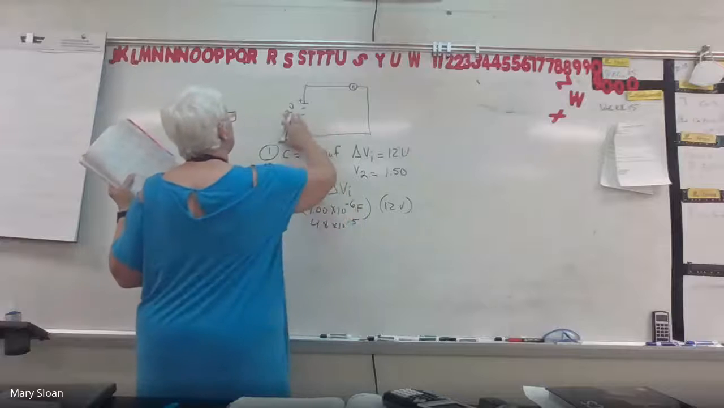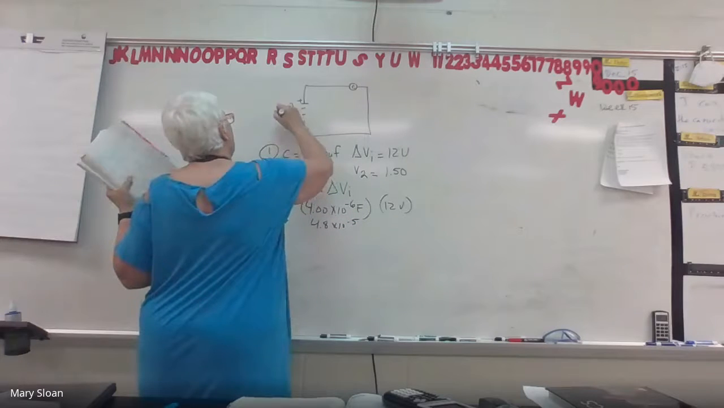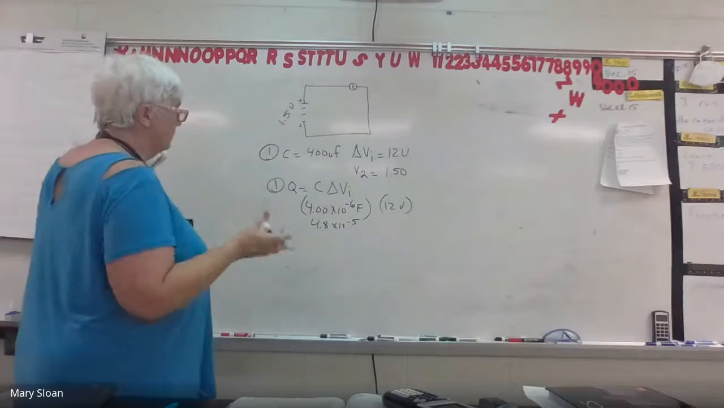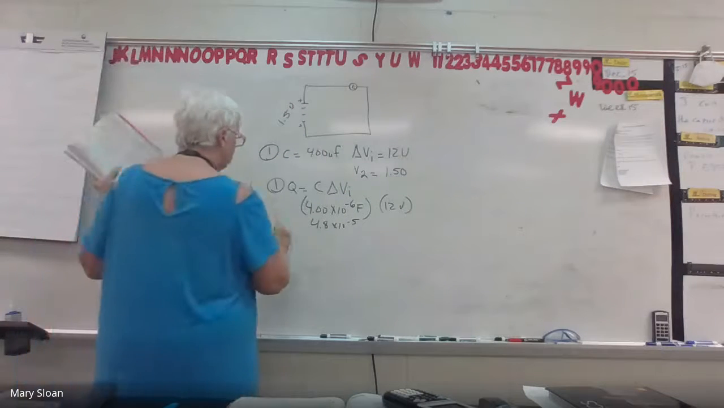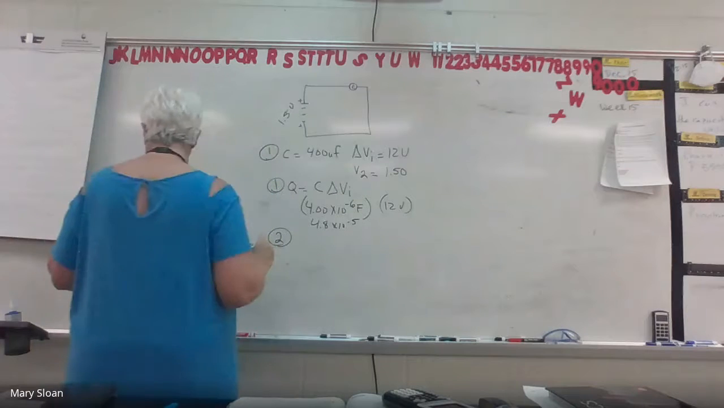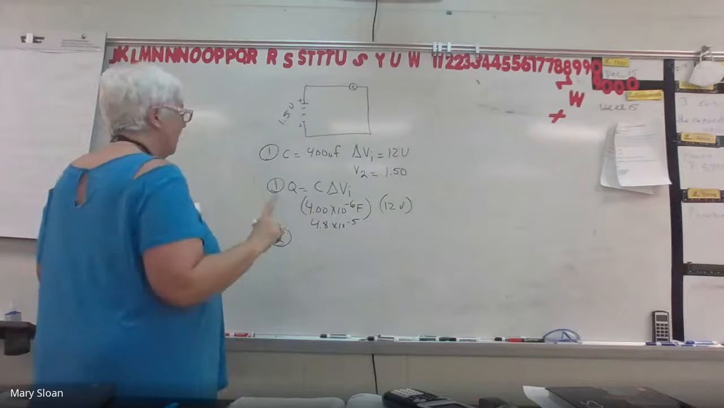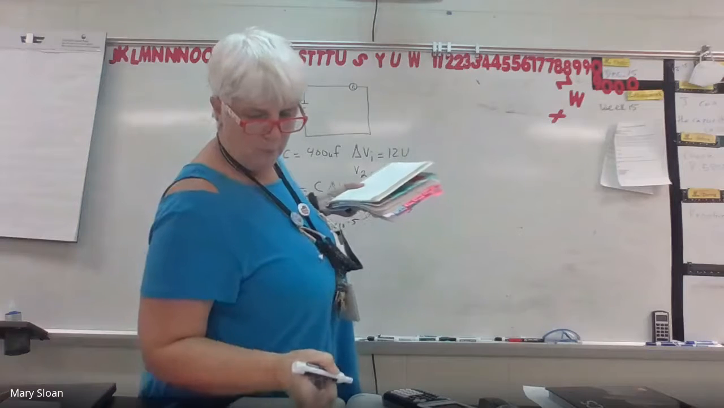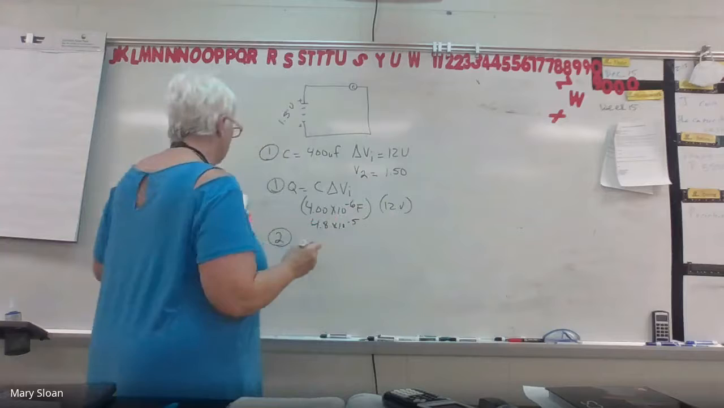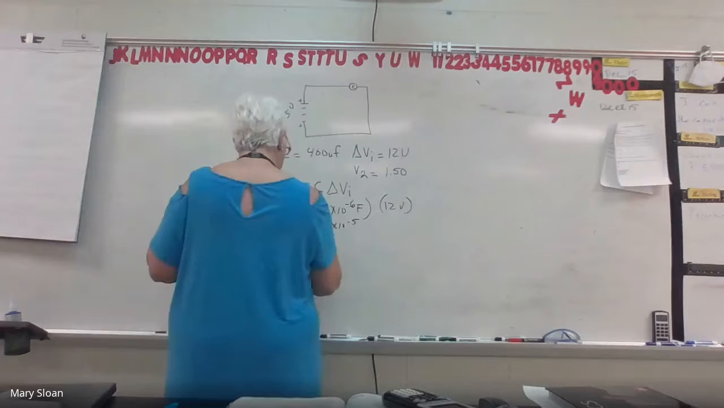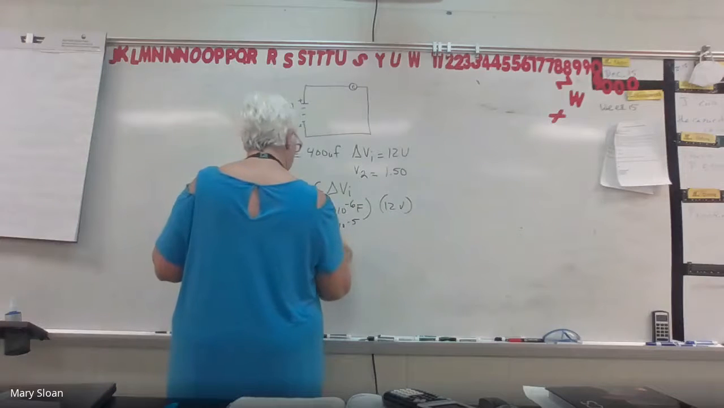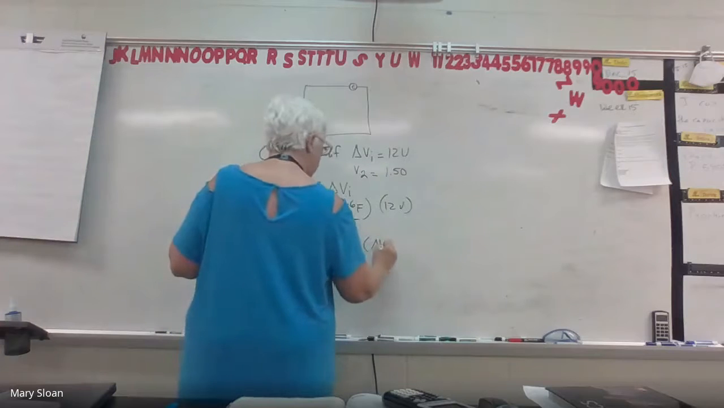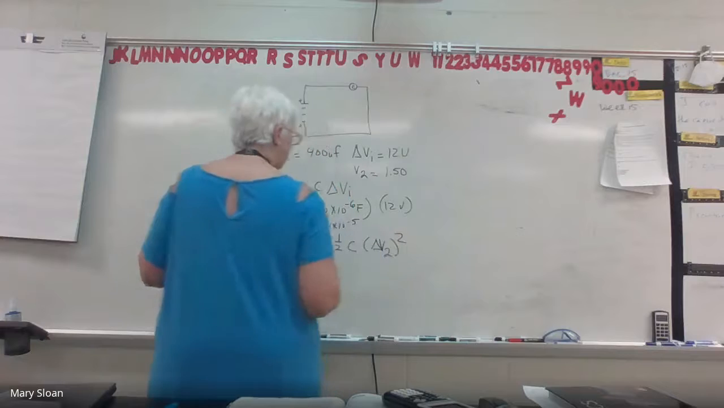What I'm going to do here is now I have a 1.5 volt battery. My capacitor stays the same, but for number 2 they're asking for our potential energy. Since we're doing potential energy stored, we're going to do PE equals 1/2 times C times the change in voltage 2, and we're going to square it.